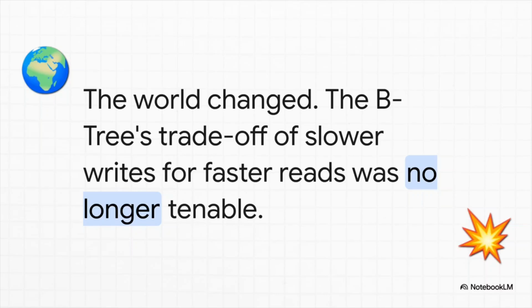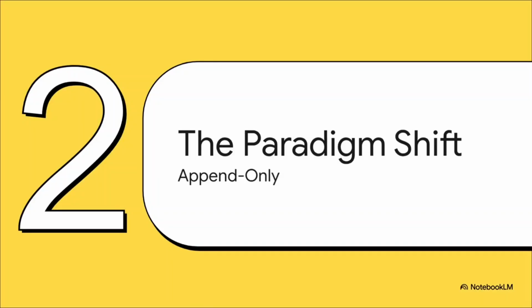The world that the B-tree was built for, a world of read-heavy applications and spinning platters, was gone. The internet brought a new reality, one that demanded incredibly fast data ingestion above all else. That old trade-off of sacrificing write speed for read speed, it just wasn't going to cut it anymore. So this urgent need for a new way of thinking led to a really radical, kind of counterintuitive idea that basically turned decades of database design completely on its head.